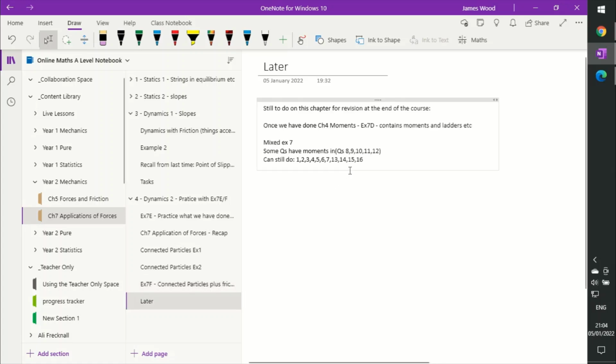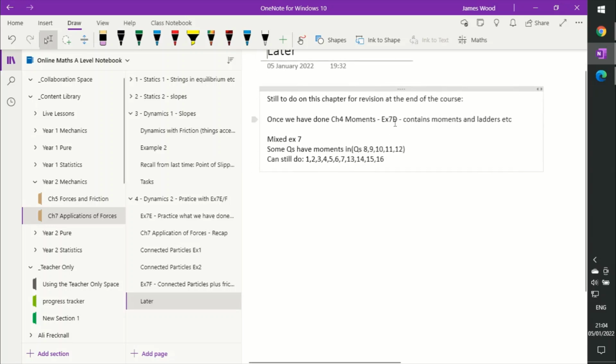Later on in the course, there's a few exercises we haven't done in chapter 7, but that's because we've got a few other things we need to study before we do them. So exercise 7D we haven't done, but we need to come back and do that one once we've done moments, which we'll do later on, just because I like to teach in a different order. And also mixed exercise 7, that's obviously got some questions that involve moments, which we haven't studied yet, but there'll be good revision when we come to the end of the course.